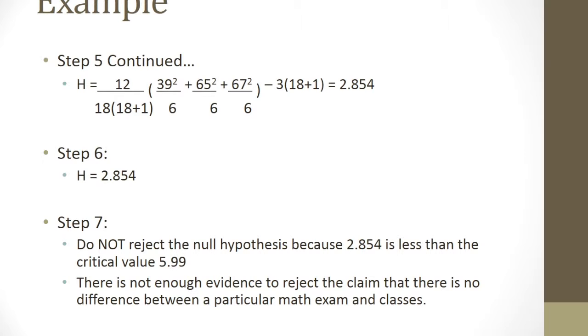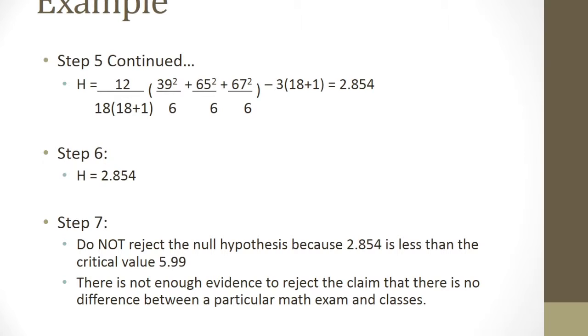Continuing with step 5, now that all of our variables have been defined, we can plug in the appropriate variables into the equation and compute our results. After computing the results, we can find that the H value is equal to 2.854. Our final step is to state the conclusion.